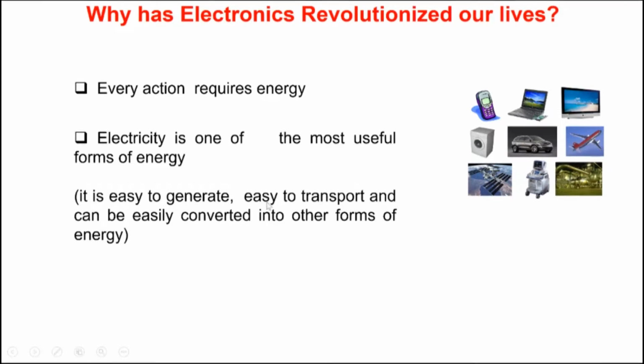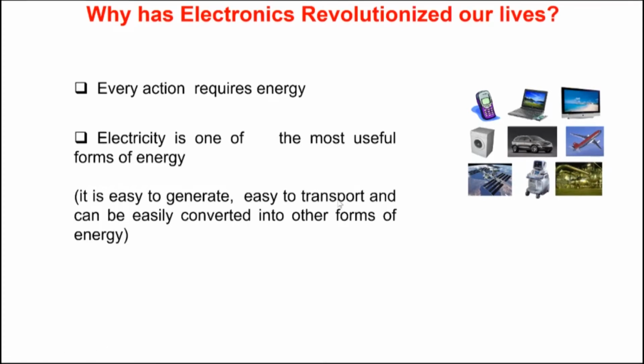And the other thing is, even though electricity may not be directly useful to us, this third part is important. It can be easily converted into other forms of energy. For example, you may be interested in heat or light or a mechanical motion. Well, electricity can be converted to each one of them. You can use electricity to generate heat or light or motion. And so that's a very useful property. It can be easily converted.